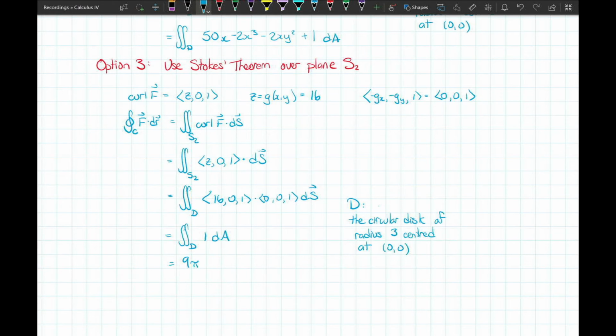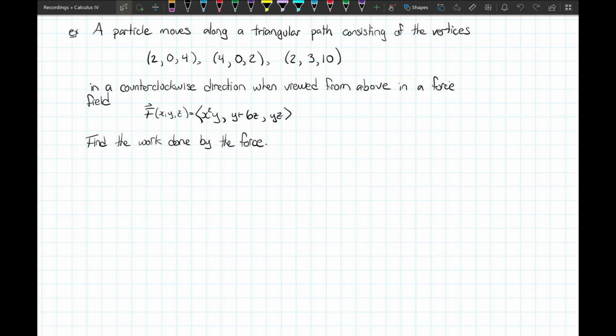Why don't we take a look at one other application of Stokes' theorem? In this application, let's think about taking a particle and moving it along a path consisting of 3 vertices: (2, 0, 4), (4, 0, 2), (2, 3, 10), and then back to (2, 0, 4). So it completes a closed loop, and let's say it goes in a counterclockwise direction when viewed from above.